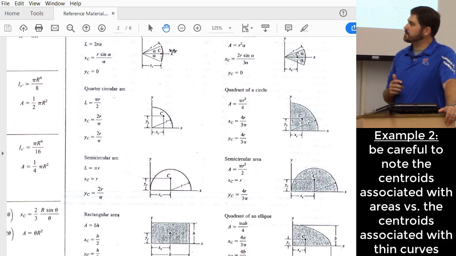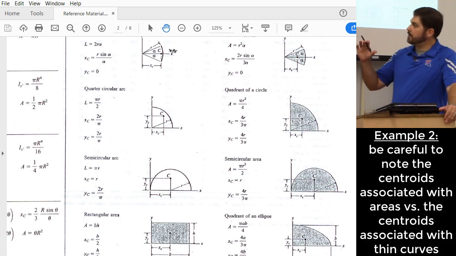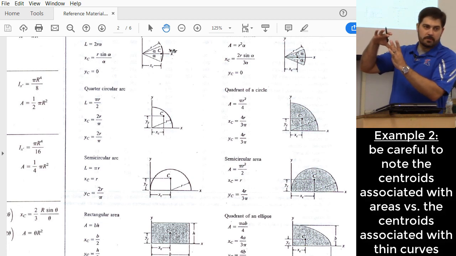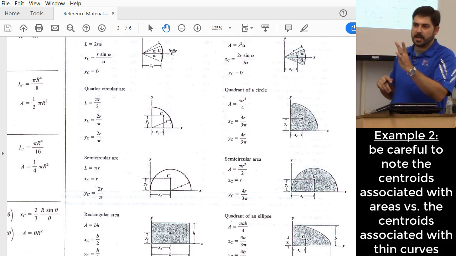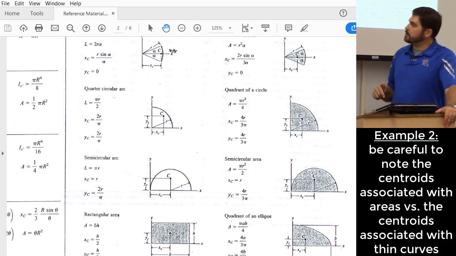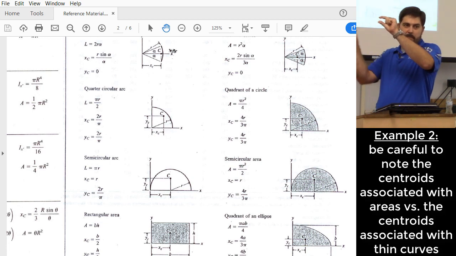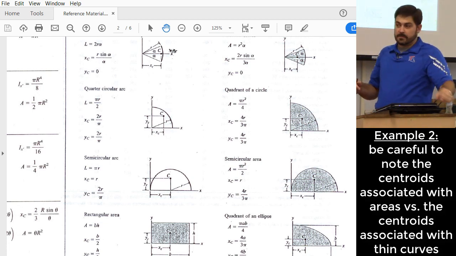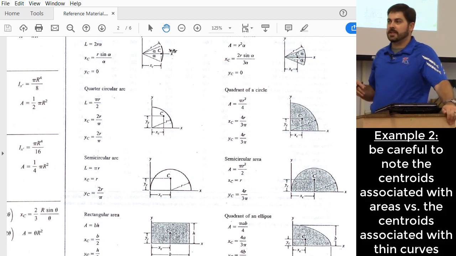Some of you might be looking at this and saying, there it has a quarter circular arc, and then it also has a quadrant of a circle. What's the difference? I'll tell you what the difference is. What we just found was the centroid of an area, and it was an area bounded by that quarter circular shape. Over there on the left is a quarter circular arc. You can kind of imagine that being a wire that's bent into the shape of a quarter circle. And there's occasions where we need to know what the centroid is of a shape like that.